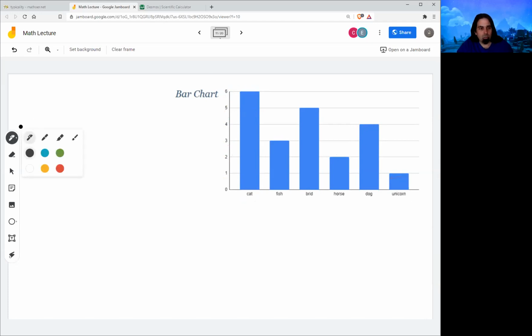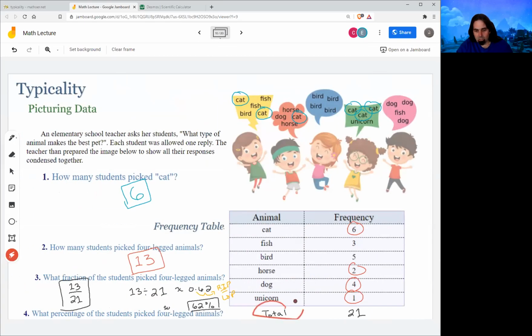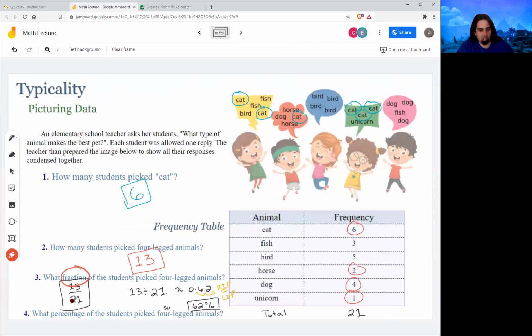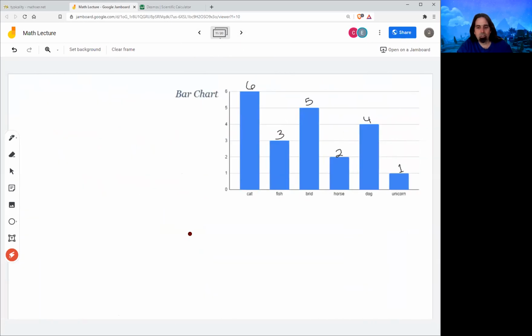Some bar charts decide to be extra polite, and at the top of each bar, they will write what the number is, just so you don't have to move your eyes to the side and look it up. That's optional. Many frequency tables have that total at the bottom. Bar charts don't. There's really no good place for a total, but you could still add up all the numbers if you were wanting to find the total, because somebody asked you about the fraction or the percentage. So far, so good? Yeah.